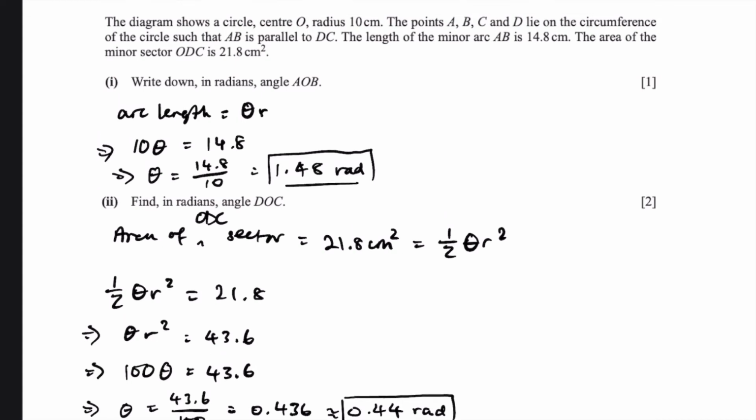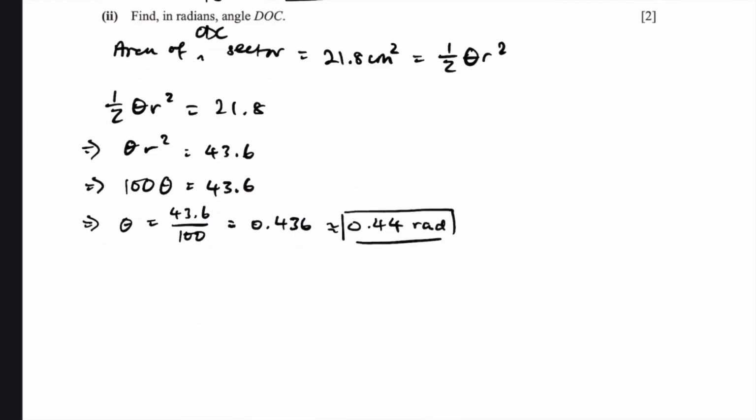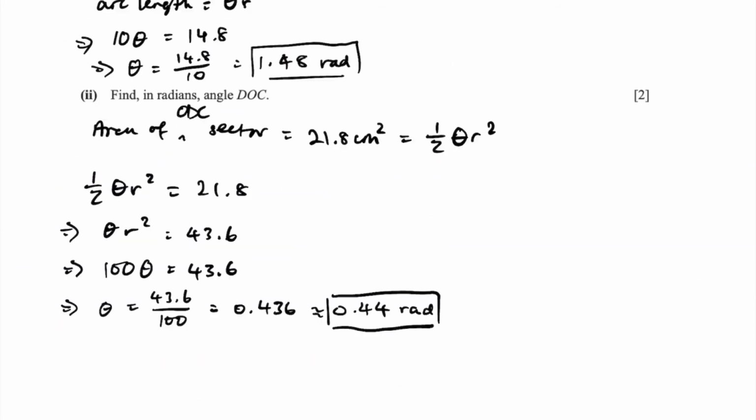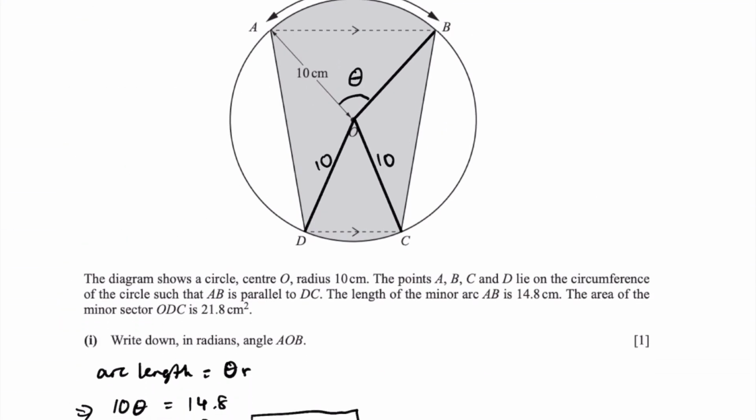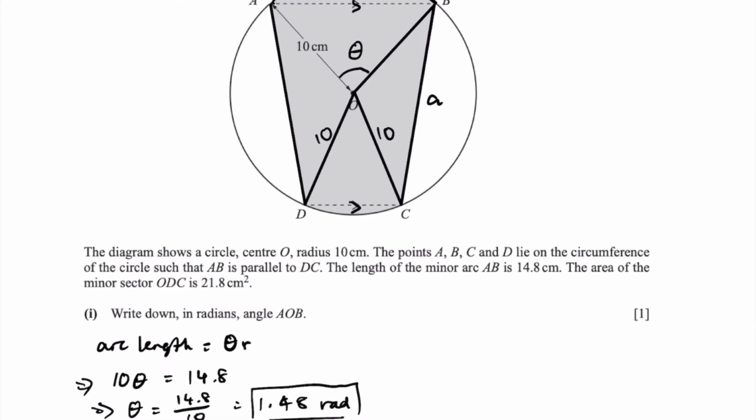So as I mentioned earlier, you can just use some of these relationships to solve for these things. All right, so now let's find the perimeter of the shaded region. So if we go back here, we've already got the arc length of 14.8, but we need to get the length of AD and BC. So length of AD and BC are the same since these two parts are parallel. So we can call these by the same variable. Let's call this A.